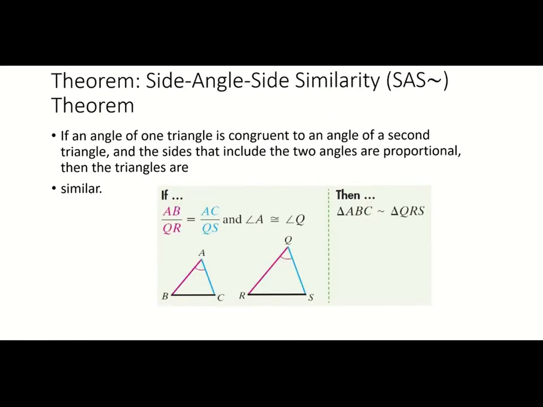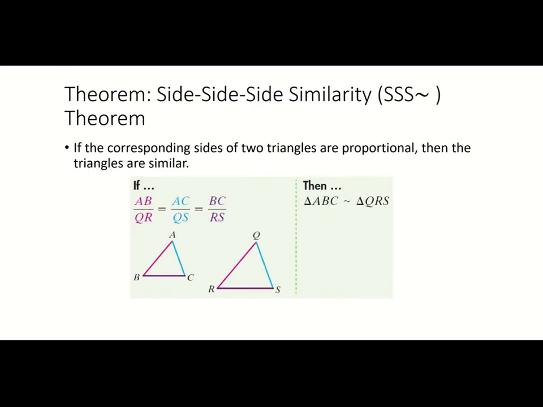Next, we have our side-angle-side similarity theorem. And when you write it out on a proof, you can just put your SAS with the similarity symbol. And that says if one angle of one triangle is congruent to an angle of a second triangle, and the sides that include the two angles are proportional, then the triangles are similar. So again, the sides have to be proportional. They have to have that same scale factor. And those sides have to be around an included congruent angle.